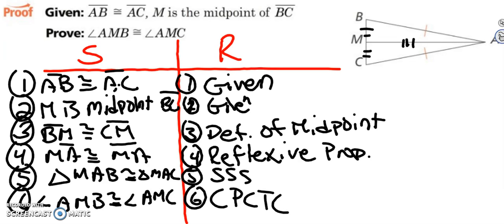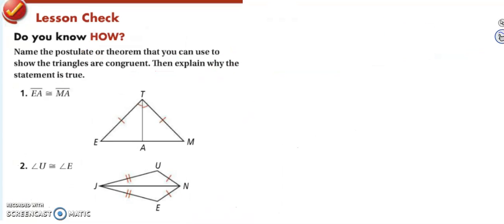You have your given. M is the midpoint of BC. Because M is the midpoint of BC, BM must be congruent to CM by definition of midpoint. MA is congruent to itself by reflexive property. So these two triangles, MAB and MAC, are congruent to each other by side, side, side, which means that angle AMB must be congruent to angle AMC by CPCTC. Corresponding parts of congruent triangles are congruent.